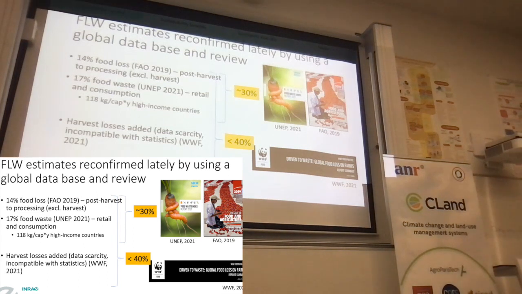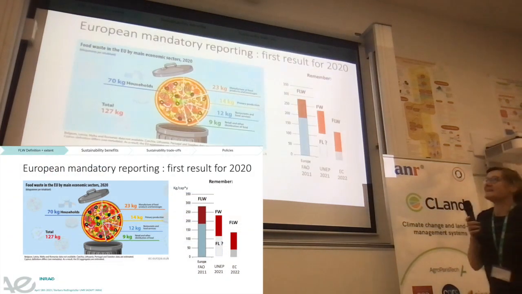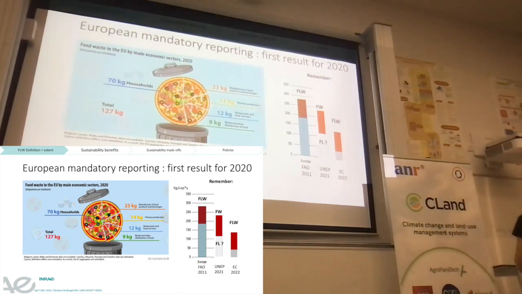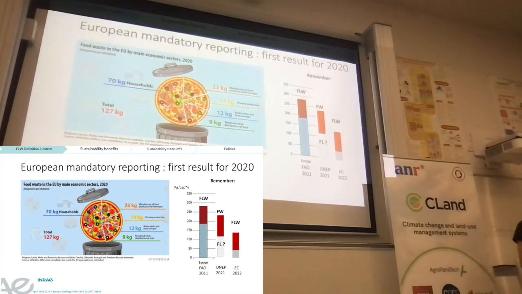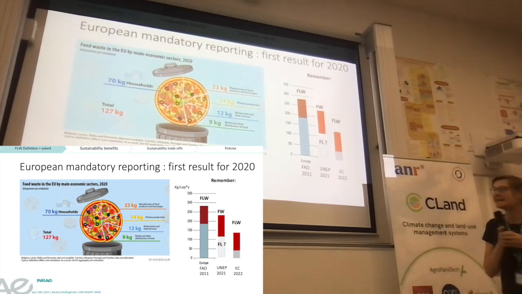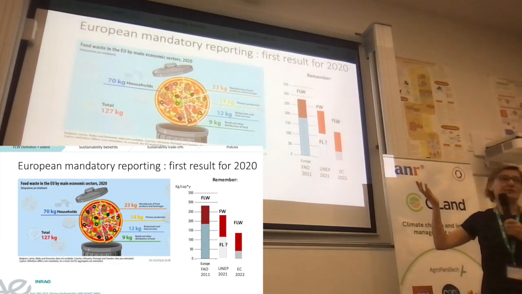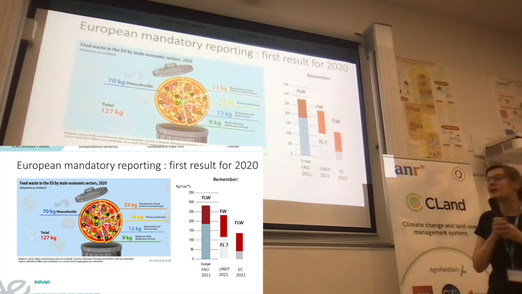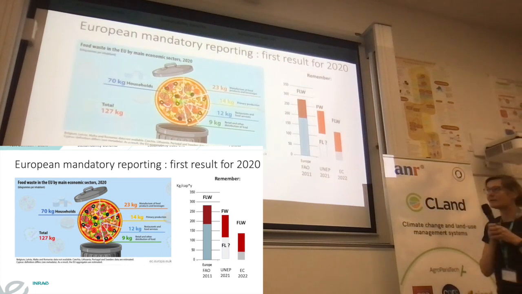And well, so here with this huge extent of food loss and waste, is the situation a bit different in Europe? We could estimate that it's a bit different. And this figure here is helpful because Europe has mandatory reporting since last year. So the first results were published for the year 2020. And we see that we have a much lower level of food loss and waste, 127 kilograms per capita a year. All sectors included except for the harvest losses.